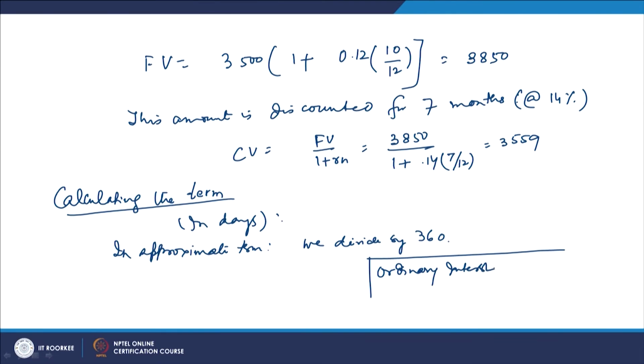Now, you have ordinary interest as well as exact interest. Ordinary interest is based on 360 days, and exact interest is calculated based on 365 days.